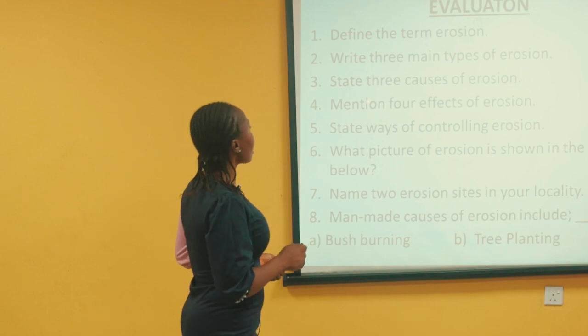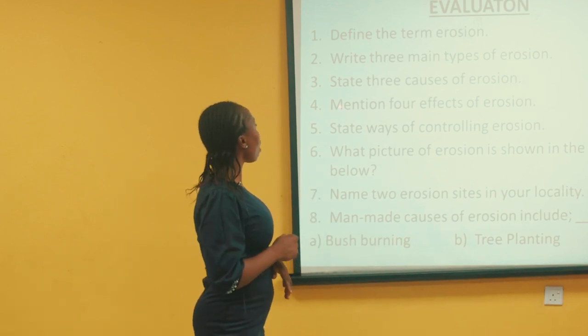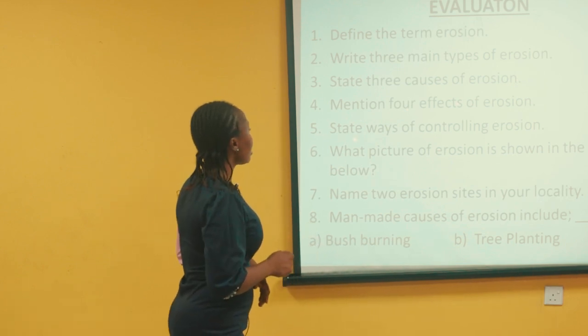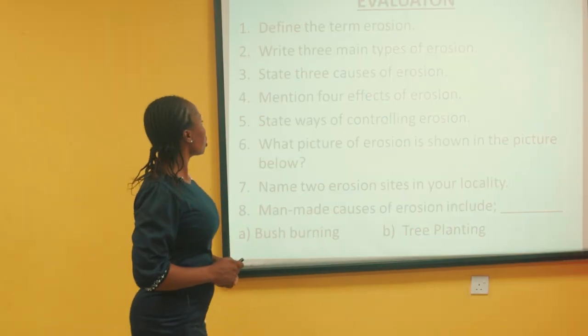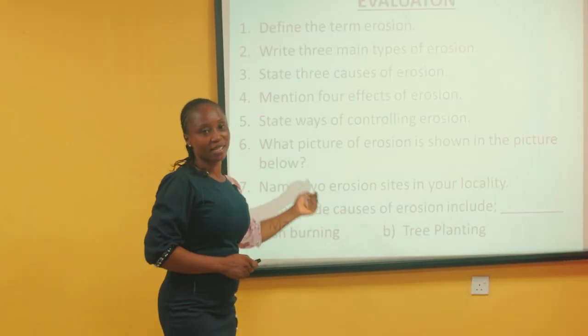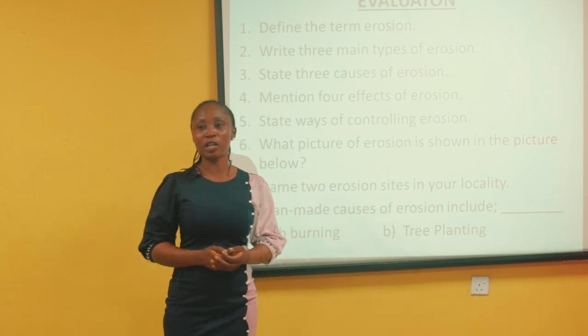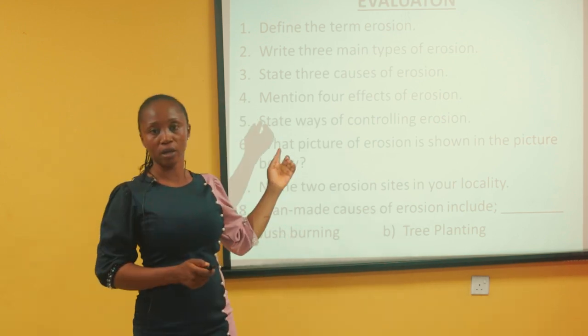Number 3, state 3 causes of erosion which I have mentioned earlier. Number 4, mention 4 effects of erosion. Number 5, state ways of controlling erosion. Your evaluation, when you are done, you can send to the Primary 5 group platform. Thank you. And make sure you copy your notes from the platform and also do your assignments.